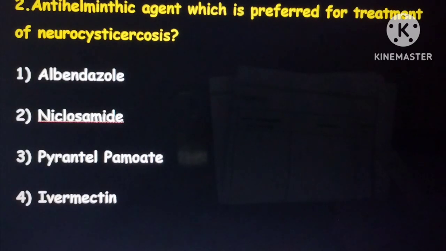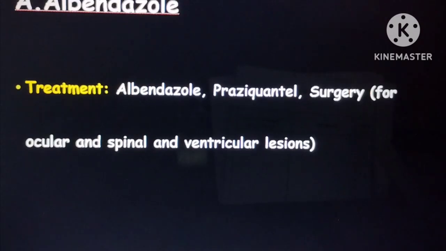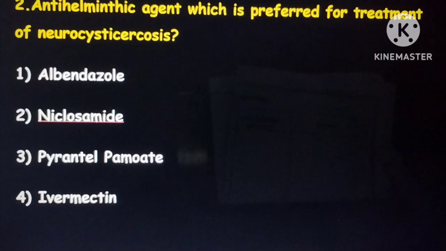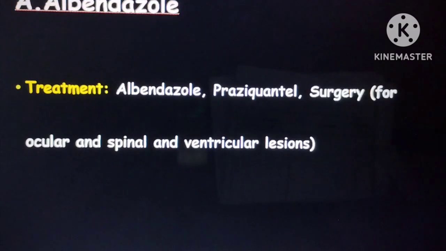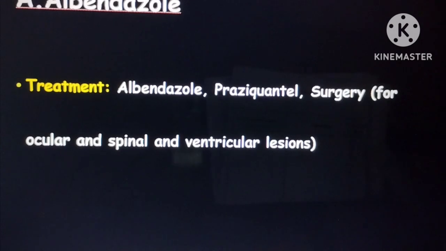Coming to the second question, the anti-helminthic agent which is preferred for the treatment of neurocysticercosis is albendazole, niclosamide, pyrantel pamoate, or ivermectin. Always remember, for neurocysticercosis it is albendazole. So here, albendazole, praziquantel, and surgery also can be done if you are suspecting any ocular or spinal cord ventricular lesions.